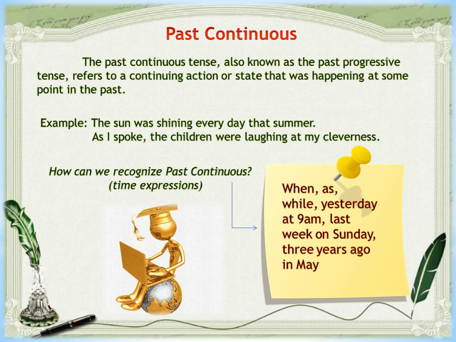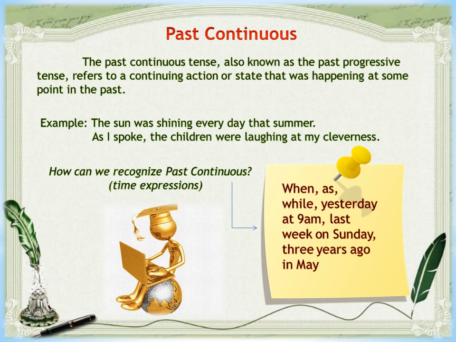How do we use past continuous? The past continuous tense, also known as the past progressive tense, refers to a continuing action or state that was happening at some point in the past. For example, the sun was shining every day that summer. As I spoke, the children were laughing at my cleverness.